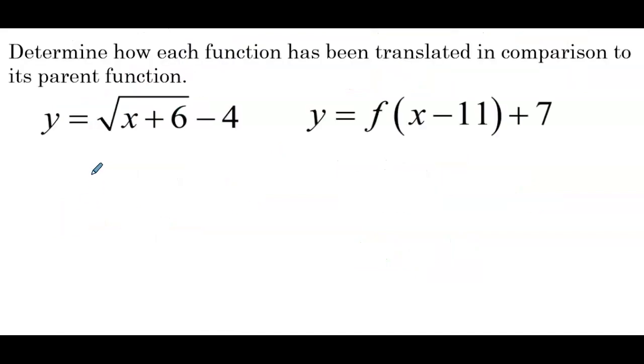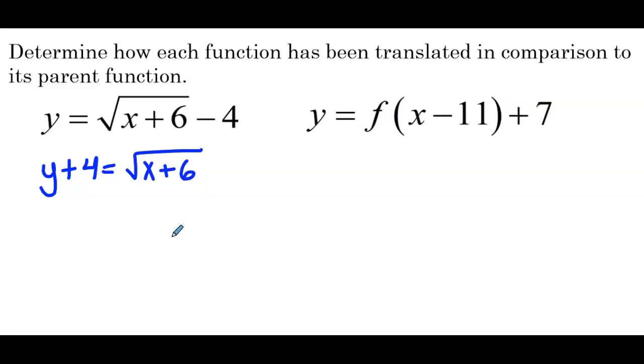Last 2 examples. Determine how each function has been translated in comparison to its parent function. The first function, y equals the square root of x plus 6 minus 4. Our parent function is y equals the square root of x, and we're trying to figure out how that parent function has been translated to get this function that we've been given. First thing I'll do with the minus 4 is add it to the other side. So y plus 4 equals the square root of x plus 6.